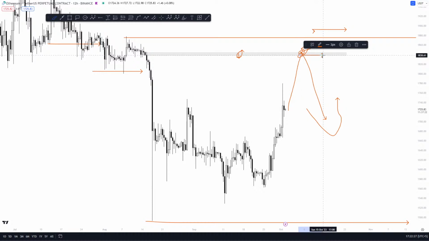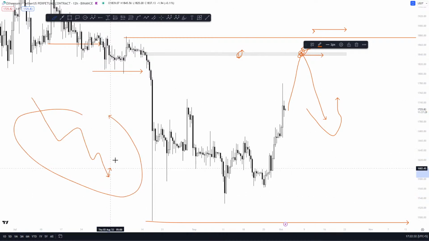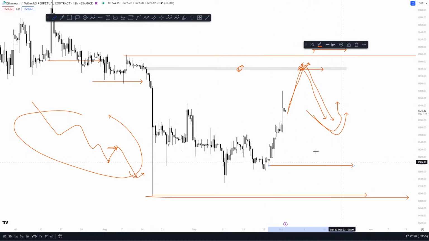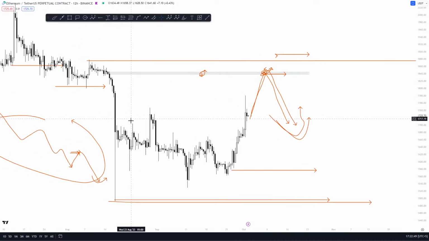Short makes sense on Ethereum because all structures are still in a bearish trend, so hands down we can go for some shorts. You can target this low or this low. The low is at the zone of 1500 and TP1 is at the zone of $1576. So Ethereum short makes sense.